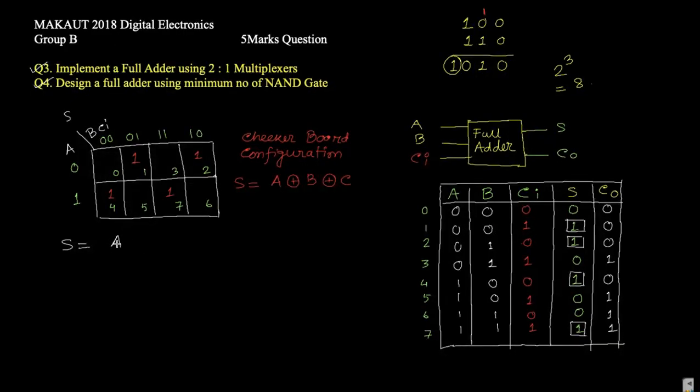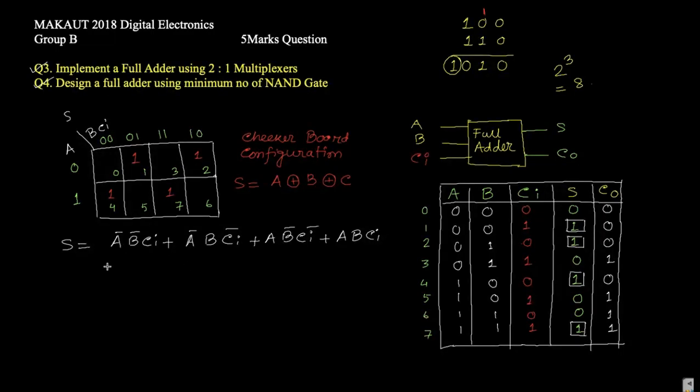So S becomes A bar, B bar, Ci plus the second position, A bar, B, Ci bar, because 0 means bar and 1 means not bar. Then the next is A, B bar, Ci bar, plus the last one is A, B and Ci. These are the expressions.